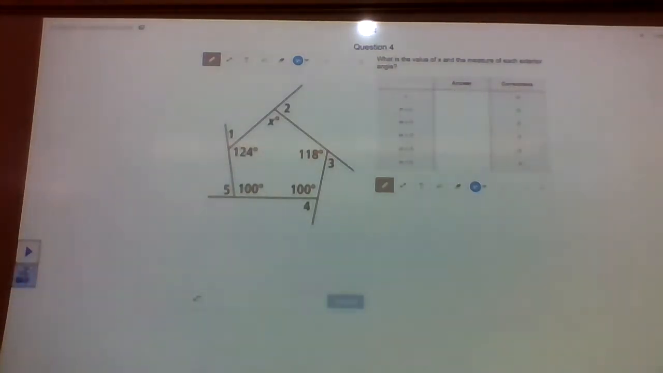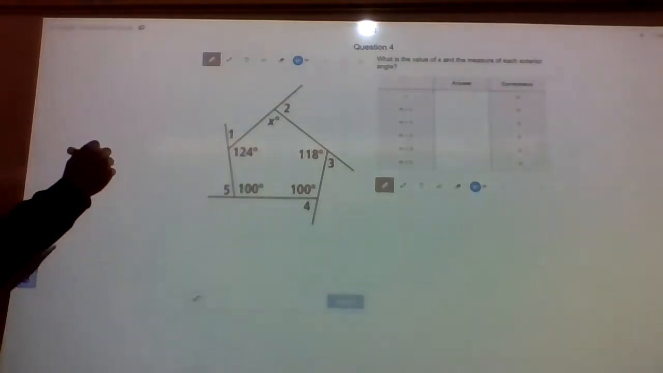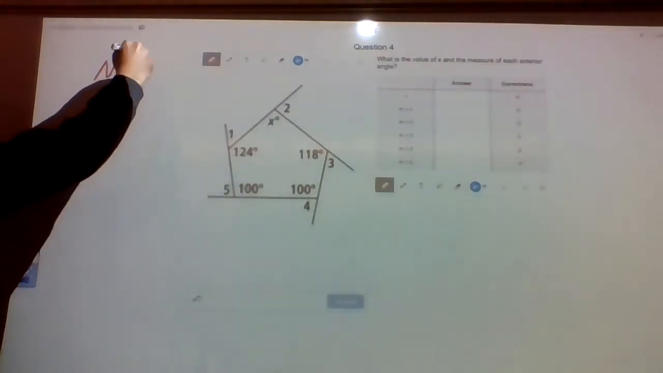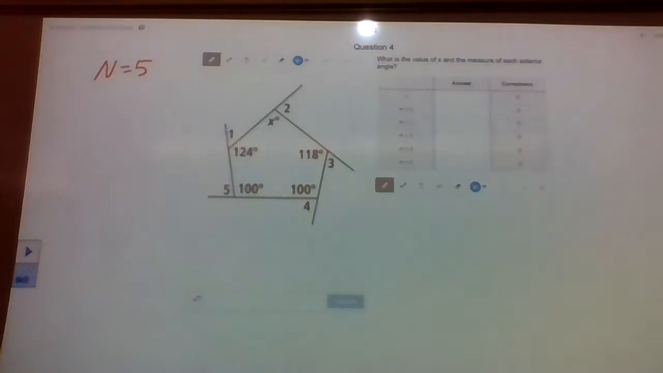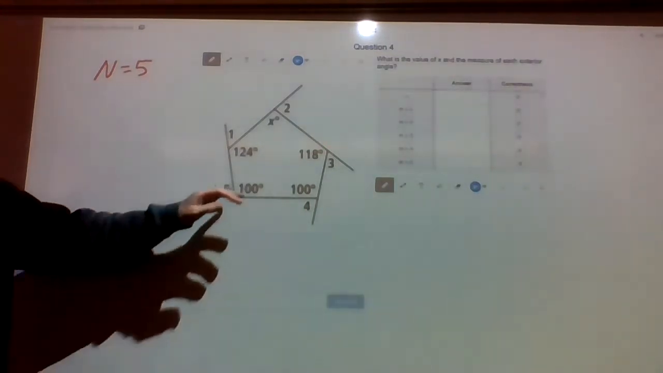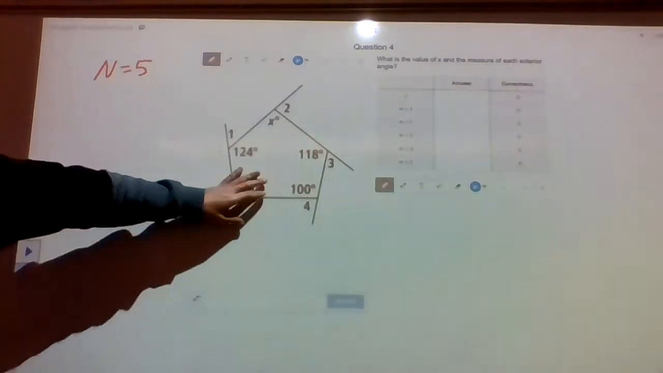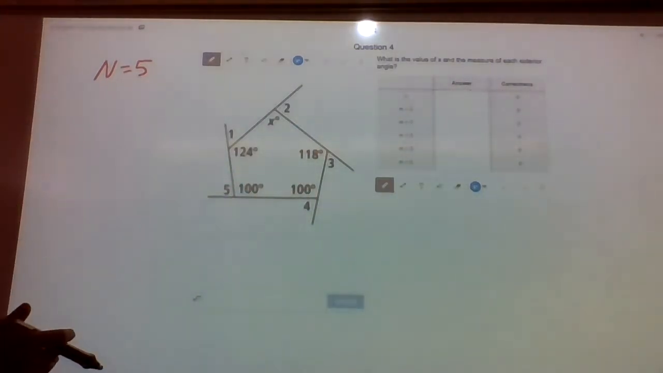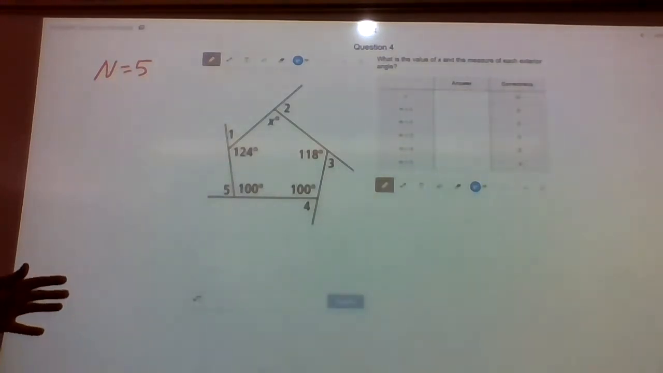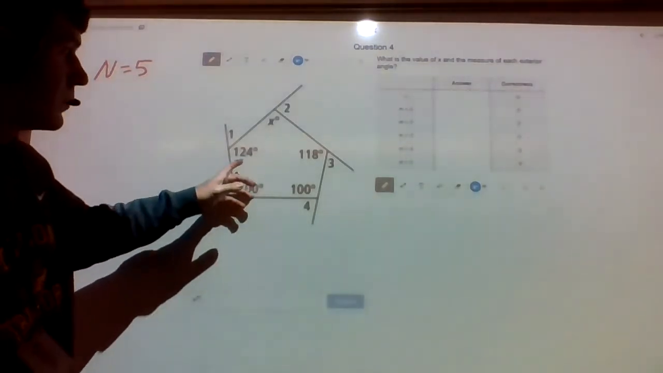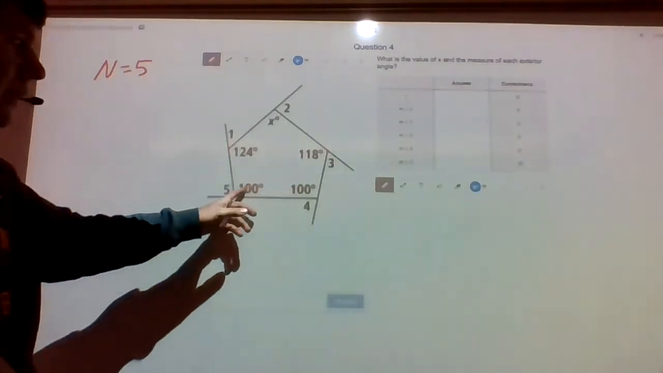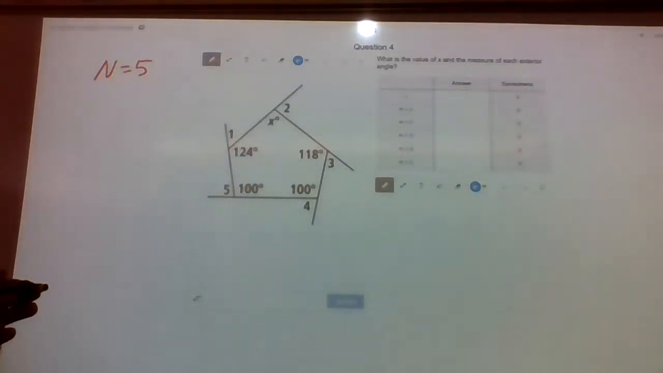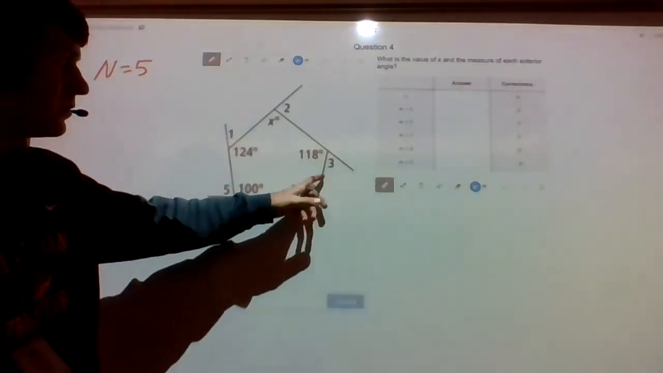Okay, here we have a pentagon. So we know that n equals 5. This is not a regular pentagon. I guess that's the first thing to mention. In the first 3 questions, we were dealing with regular polygons, so they were talking about polygons where all the angles were the same. All these angles are not the same, so it's not regular, but it's still a pentagon because it has 5 sides.